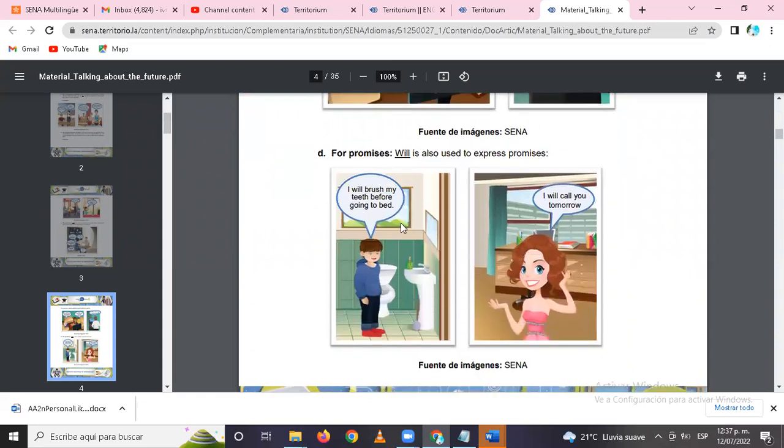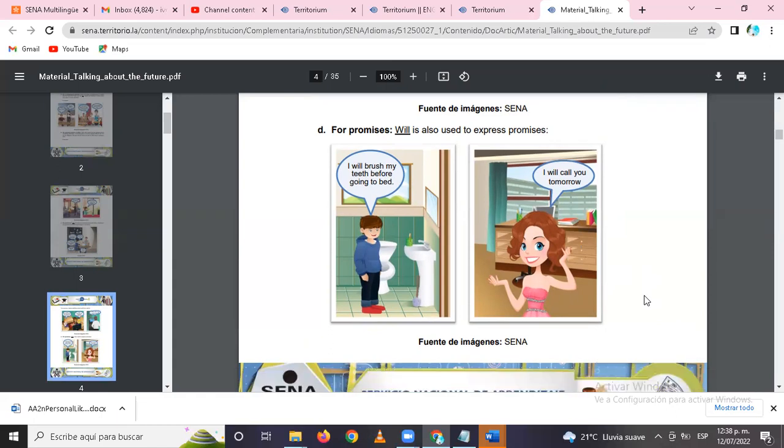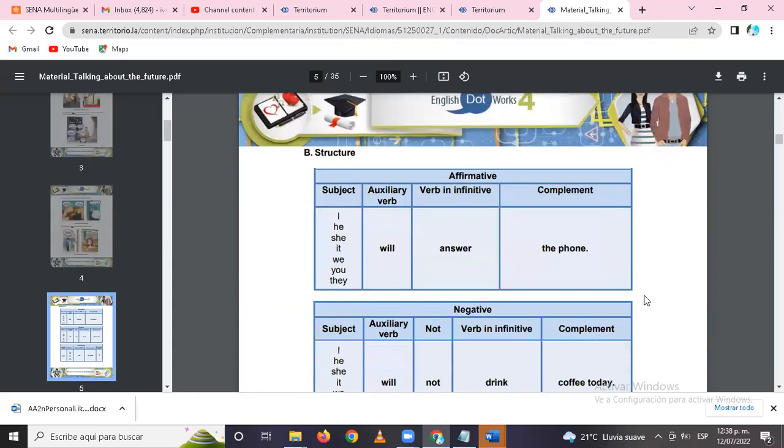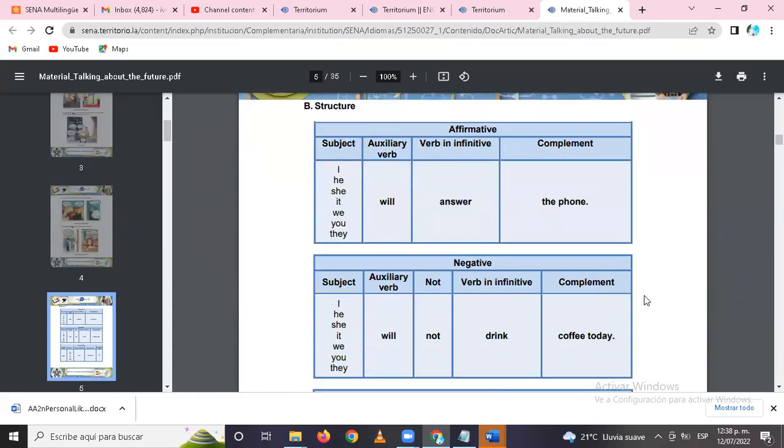For promises, we use will. I will brush my teeth before going to bed, because the little boy is going to watch TV. So he says to his mom, okay, mom, let me watch TV. I will brush my teeth before going to bed. Or in this case, I will call you tomorrow. That's a promise.